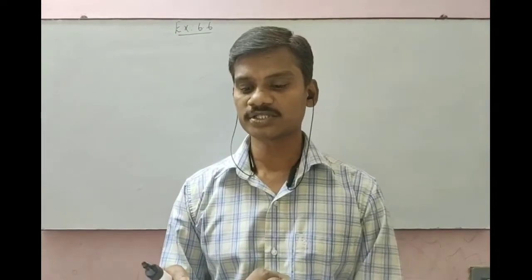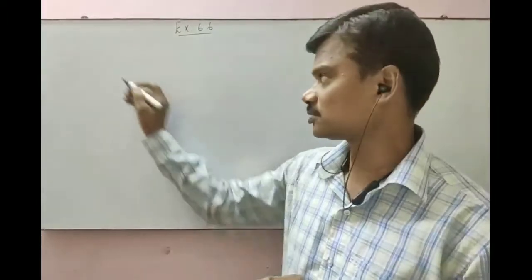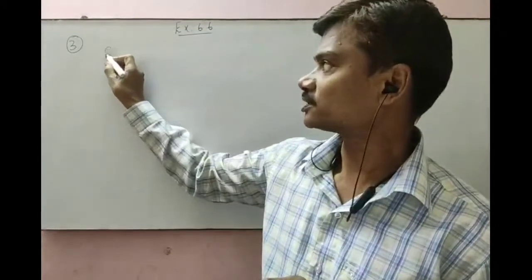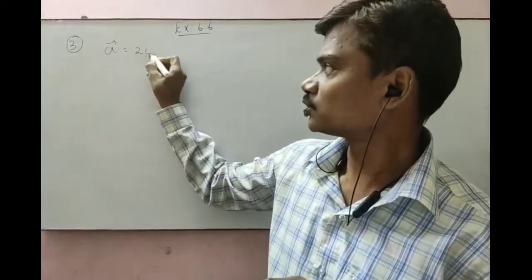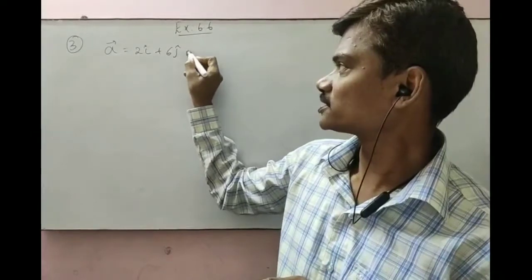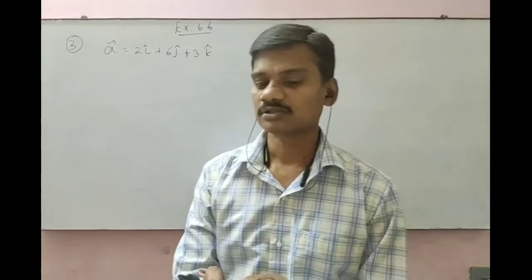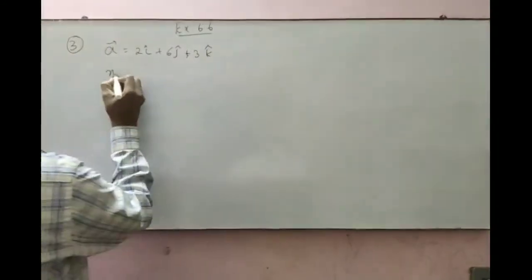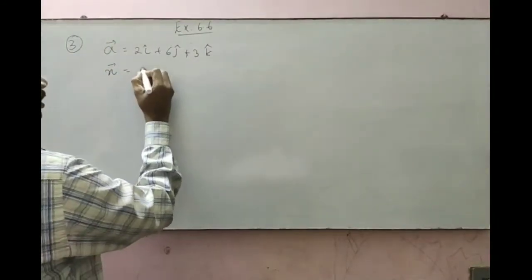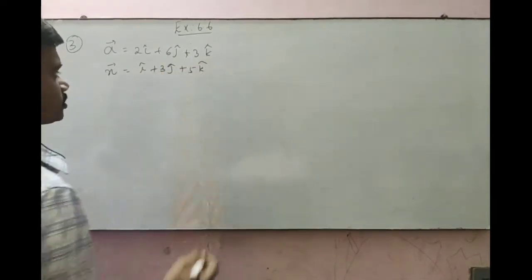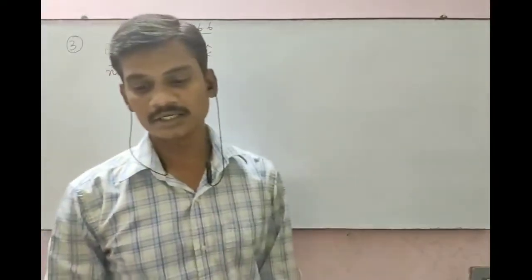Look at the book. Next in the third sum, find the vector and Cartesian equations of the plane passing through the point with the position vector 2i plus 6j plus 3k. That is the position vector, that means point. The point should be taken as a vector 2i plus 6j plus 3k. So this is the a vector and normal to the vector. The normal vector is given as n vector is equal to i plus 3j plus 5k. So these two are given, the point and the normal vector.